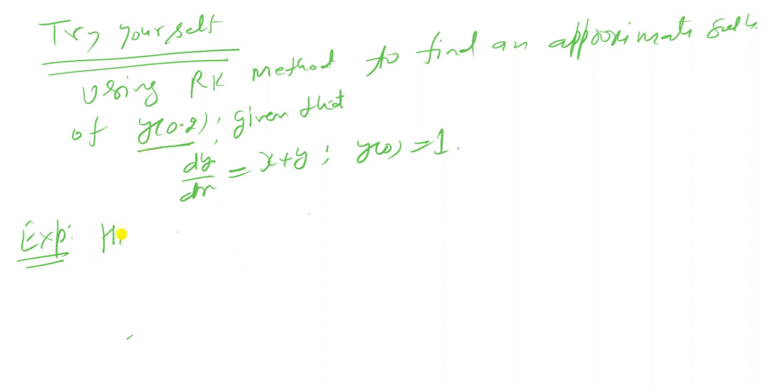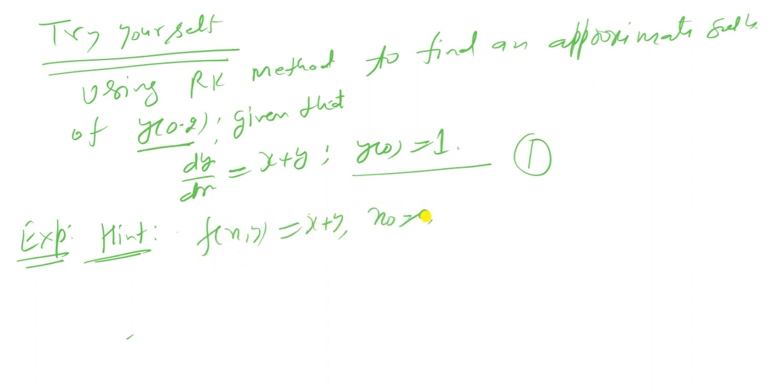So the hint is, first of all, compare the given initial value problem with the standard form of the initial value problem. When we compare it with dy/dx = f(x, y), y(x0) = y0, we obtain f(x, y) = x + y, x0 = 0, y0 = 1, and then the value of h.